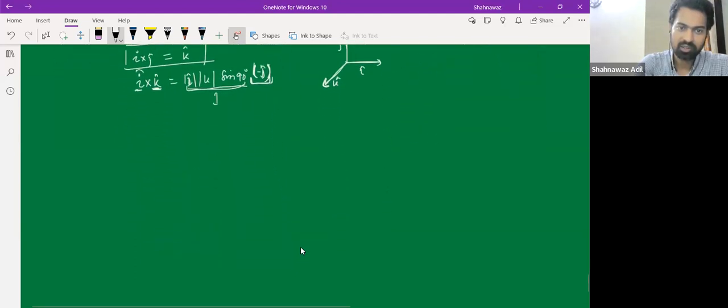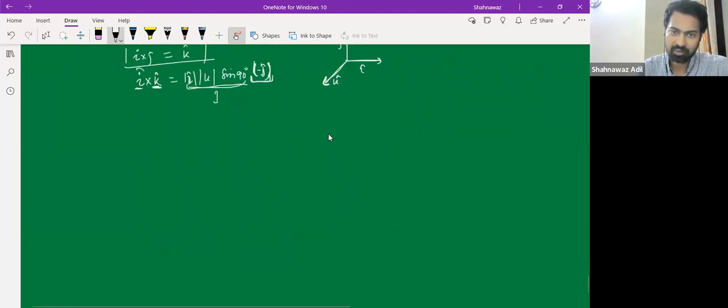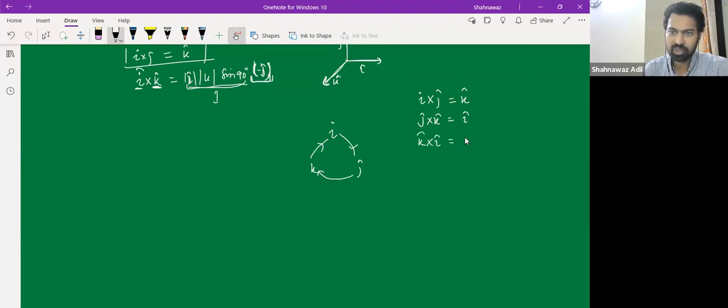It's clear. So we have this cyclic diagram that represents I, J, K. If I calculate I cross J, this would give me K. When I calculate J cross K, this would give me I. And when I calculate K cross I, this would give me J.